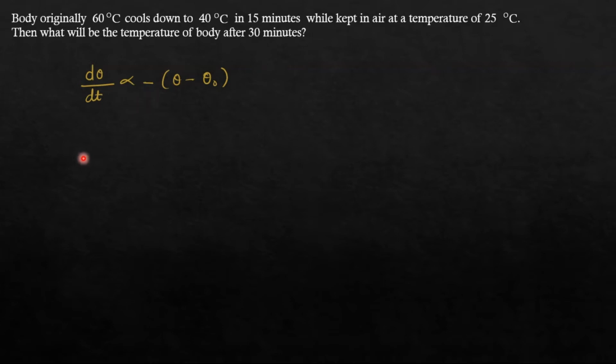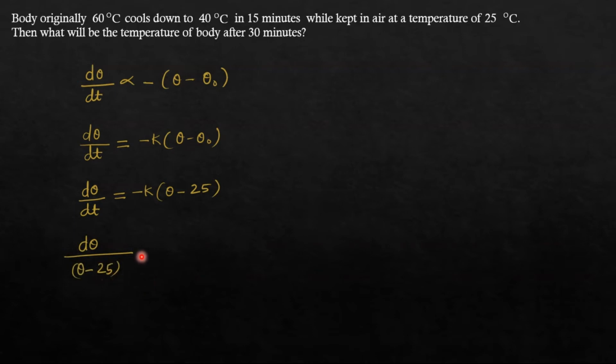Now I can write d theta by dt is equal to minus k into theta minus theta naught, where k is the proportionality constant. Theta naught is already given as 25 degrees centigrade. So d theta by dt is equal to minus k into theta minus 25. Now I can write d theta by theta minus 25 is equal to minus k dt. The right hand side is a constant term, and all the terms in theta are on this side, so it is in variable separation form, and I can directly integrate this.